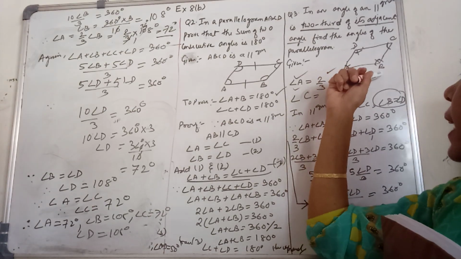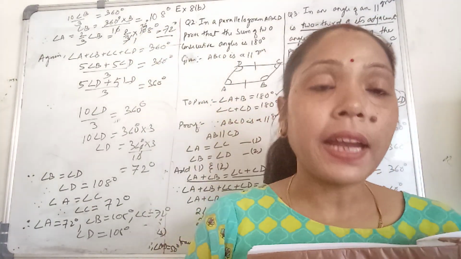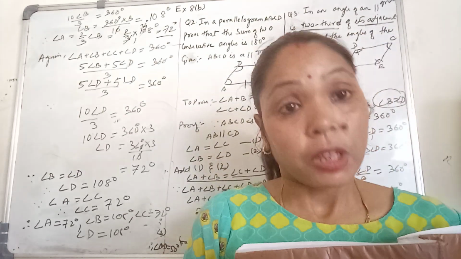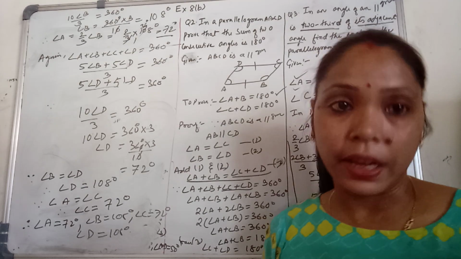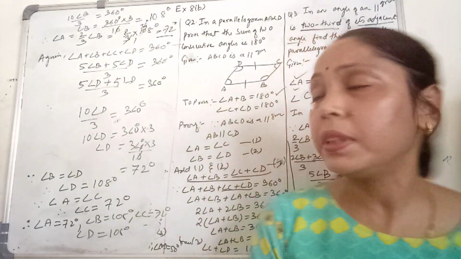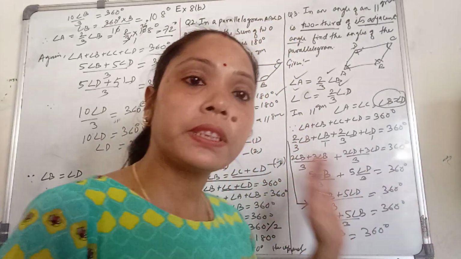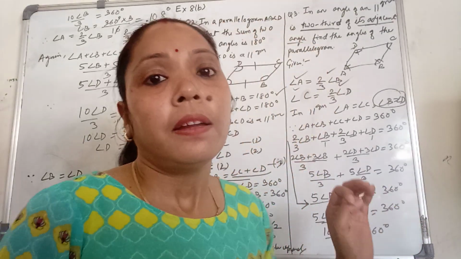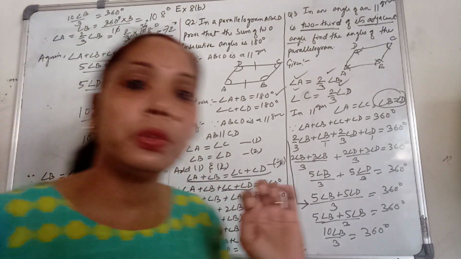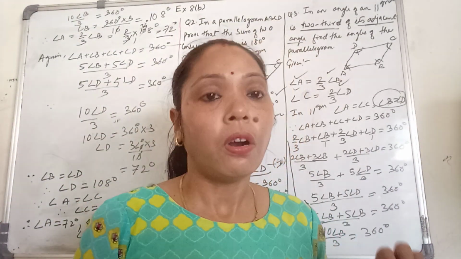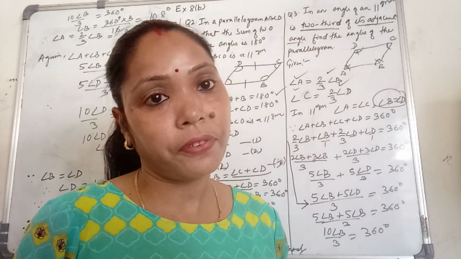And once we get the angle B is equal to 108 degree, it means angle B and angle D are equal, because opposite angles are equal. So angle B and angle D are equal. So no need to do this long step. You can do this long step, you will get the same answer, but according to me, no need to repeat the steps. You just use the property of a parallelogram, that is opposite angles are equal, and from that you find the angles.